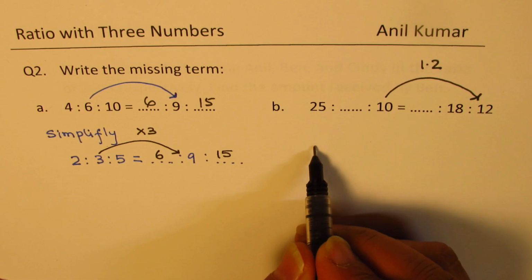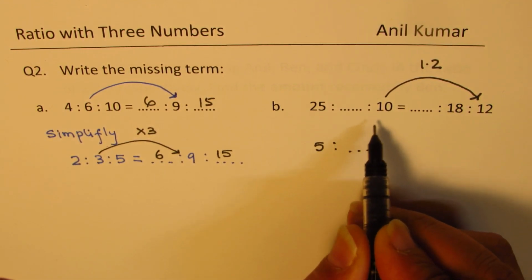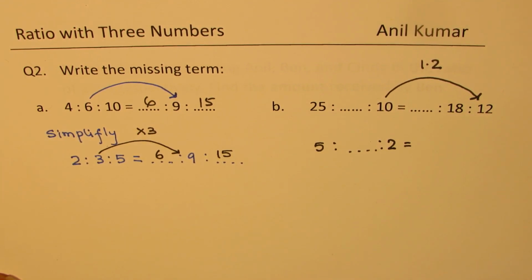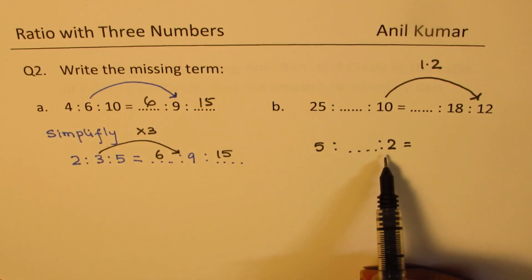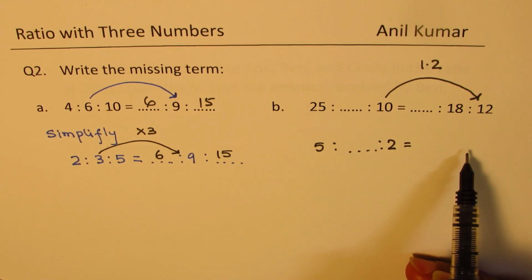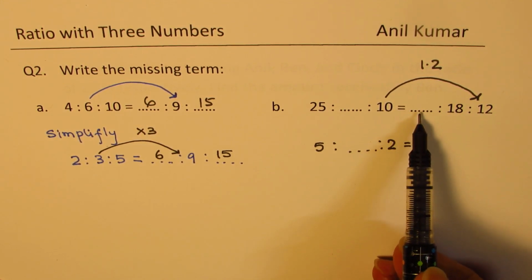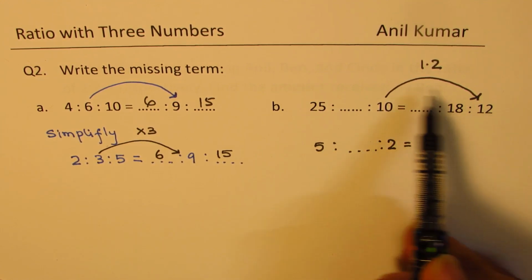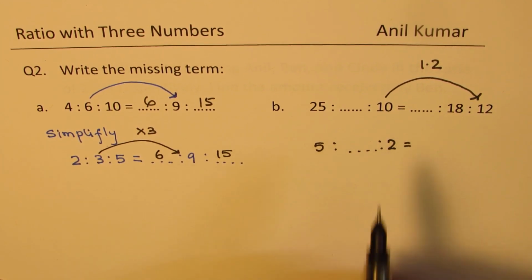So we could write this as 5 is to something is to 5 times 2 is 10. Correct? 5 times 2 is 10, right? So we could do that. And then we can find a relation and get the number which is missing here, right? So that is key to solve such questions. Perfect. So let's do this.